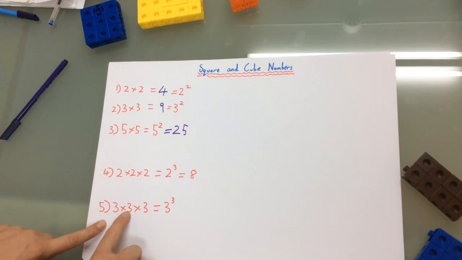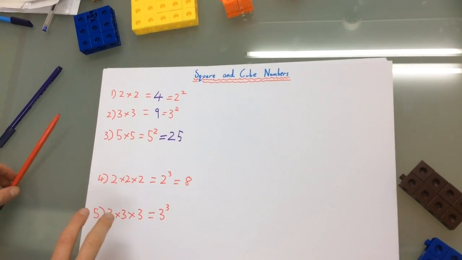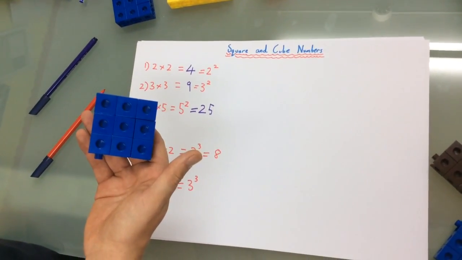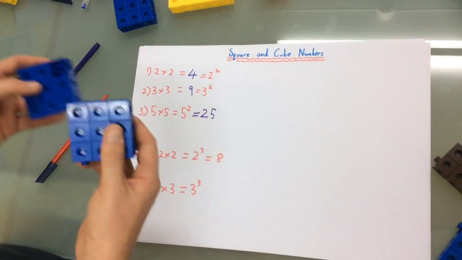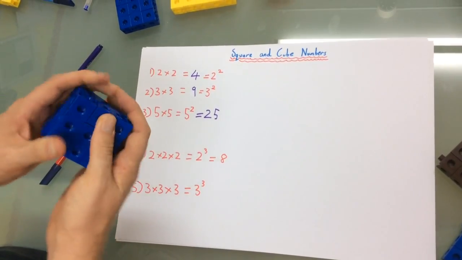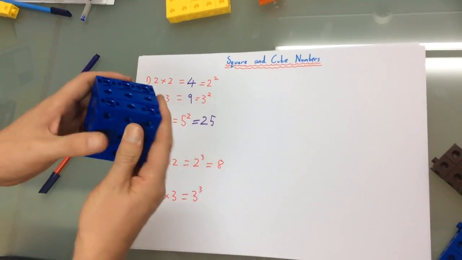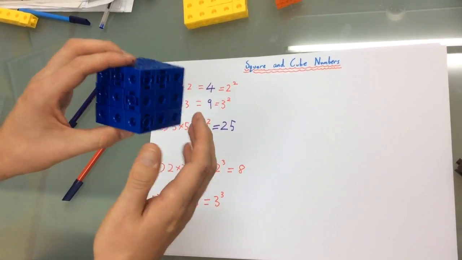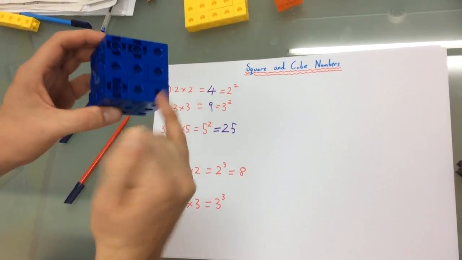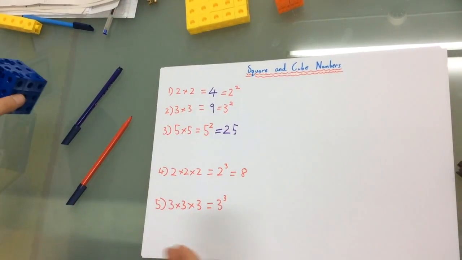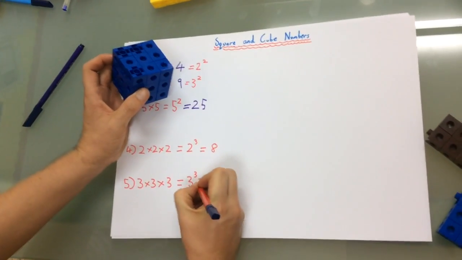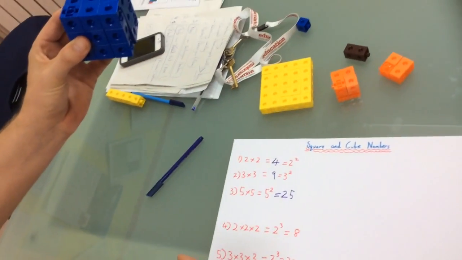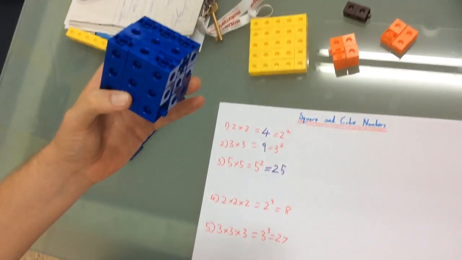Here we have 3 times 3 times 3. This is a cube number because I have 3 times 3, which is a square number, 9. And if I do that 3 times, I've made a cube. And now if we count this in nines, 9, 18, 27, we can find out that the answer is 27. So 27 is a cube number.